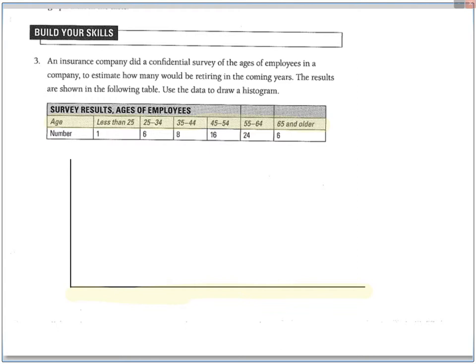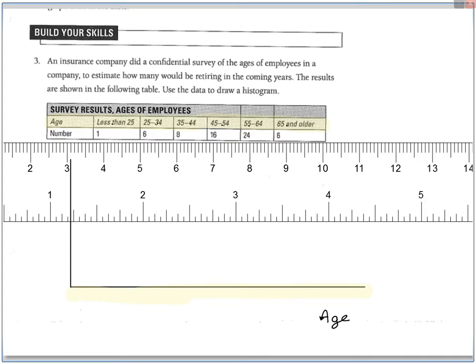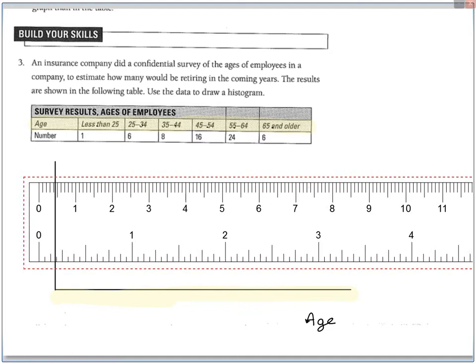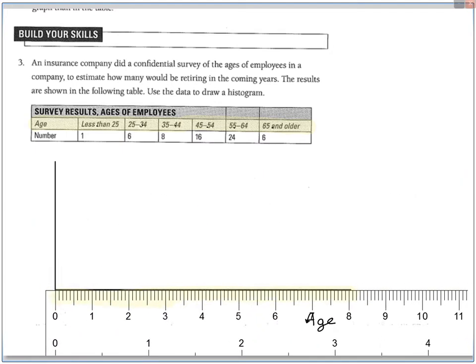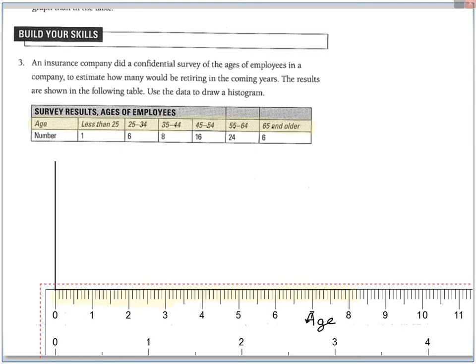So first of all, how many bars do you need for age? 1, 2, 3, 4, 5, 6. You need 6 bars. So what I would do is take my ruler and use the centimeters. I would line it up like that. Can you guys see that on there? I need 6 bars, so I would just go every centimeter. 1, 2, 3, 4, 5, 6. I got 6 bars there that are each a centimeter in length.